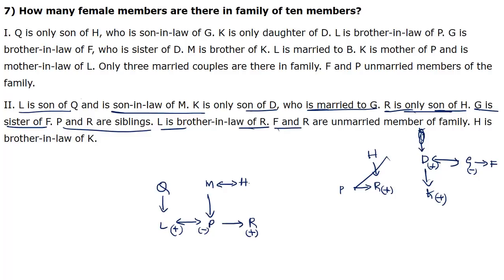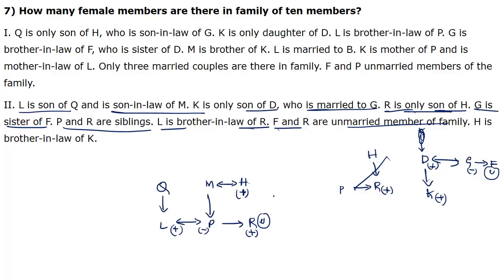The next one is F and R are unmarried members of the family. So F and R are unmarried. So this person is unmarried and F is also unmarried. Okay. H is the brother-in-law of K. So see here friends, H is the brother-in-law of K. So let me write it here. If H is the brother-in-law, H has to be a male member.